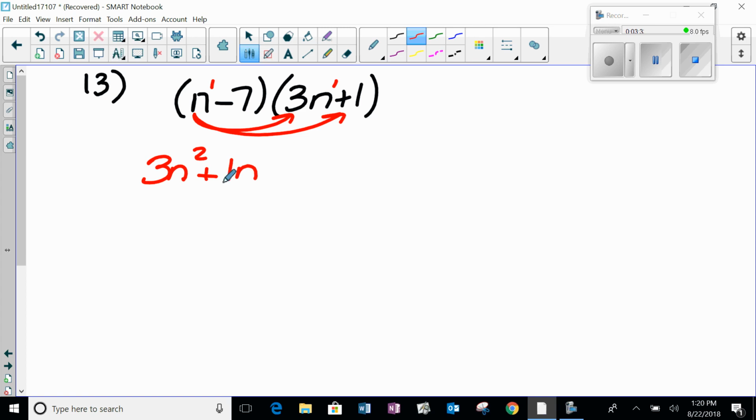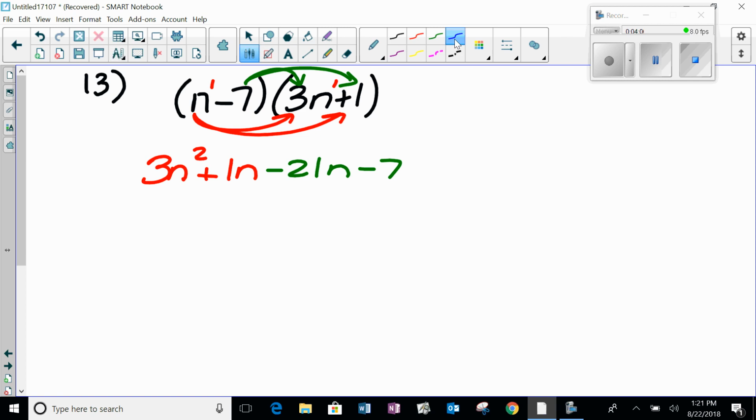You can write the 1 or you can leave it off. It doesn't matter. It will help you if you will draw the arrow so that you know you have distributed it to each term. So now I'm going to move to my negative 7, and I'm going to distribute the negative 7 times 3n. That's going to be a negative 21n. Negative 7 times 1 is going to be a negative 7.